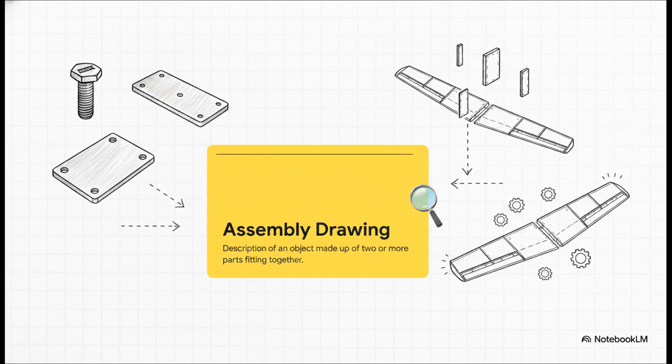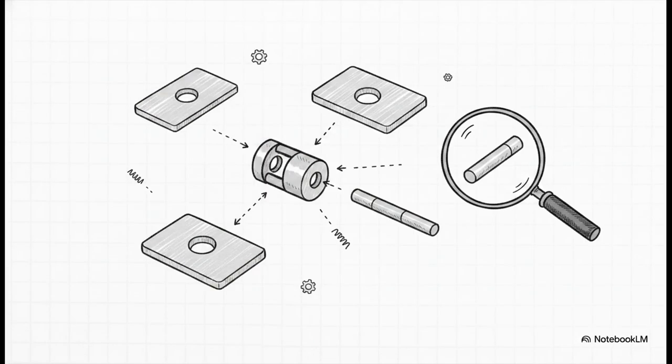Because as we all know, a box of loose individual bolts isn't exactly going to fly, right? Once you have your single components, you've got to know how they fit together, and that is exactly where the assembly drawing comes in. By definition, an assembly drawing describes an object made up of 2 or more parts. It's the blueprint showing you how multiple individual pieces join together to form a complete functional unit. Now, rather than giving you the microscopic manufacturing details of every single piece, this drawing states the overall size and shape in a much more general way.